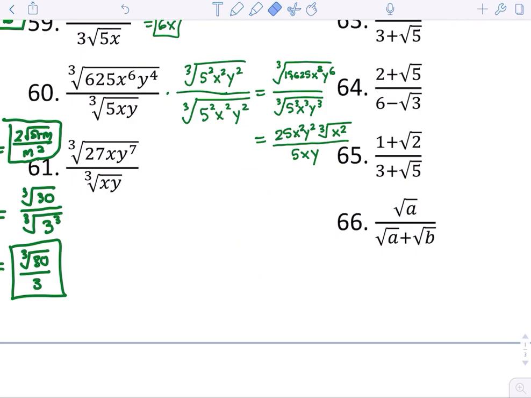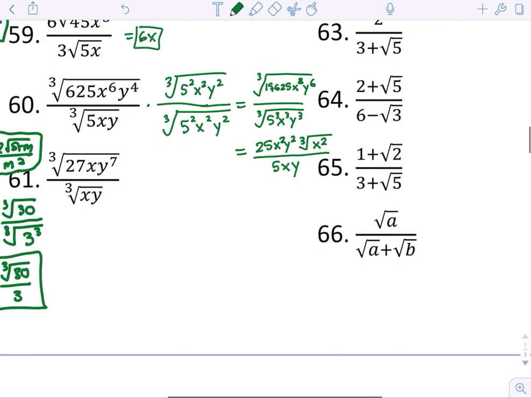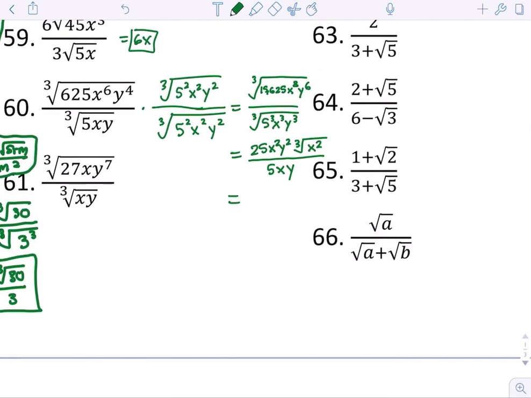Alright, back to here. So now we can cancel 25, and this 5 can cancel. That will just give us 5. We could cancel 1x from top and bottom to just give us x, and we could cancel out 1y from top and bottom to give us just y. Cube root of x squared.